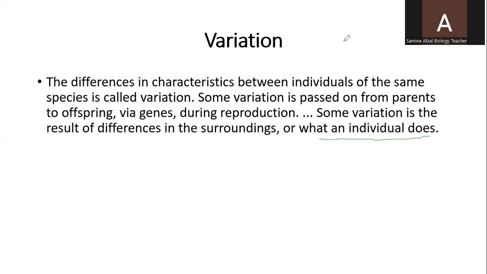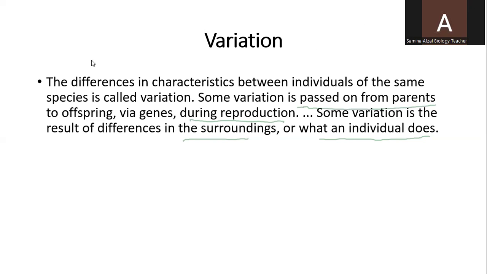And some of these variations are passed on from the parents to their offspring via genes at the time of reproduction. And some of these variations result when there is a change in the surroundings or in the environment, or what an individual does.